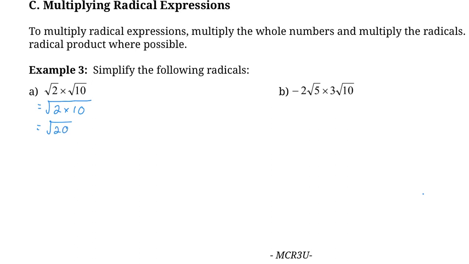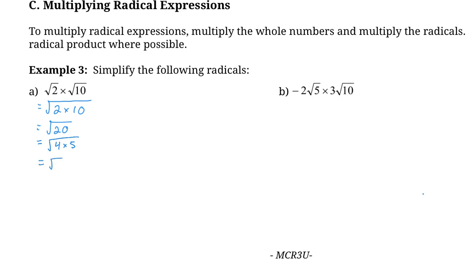But we're not done here because the question says to simplify the following radicals. So is the square root of 20 in simplest form? It's not. If you think about the factors of 20, are any of those factors perfect squares? Well, 4 is definitely a perfect square. So if we wrote this using its factors, it would be the square root of 4 times 5.